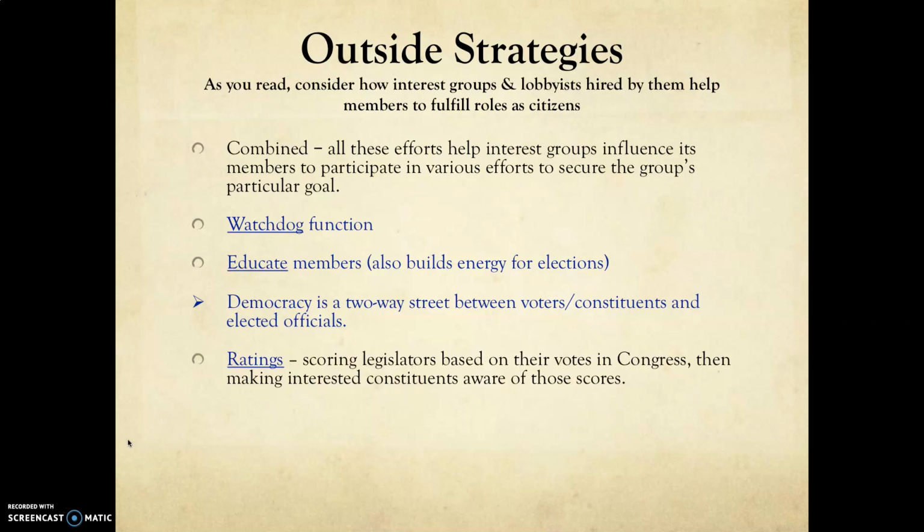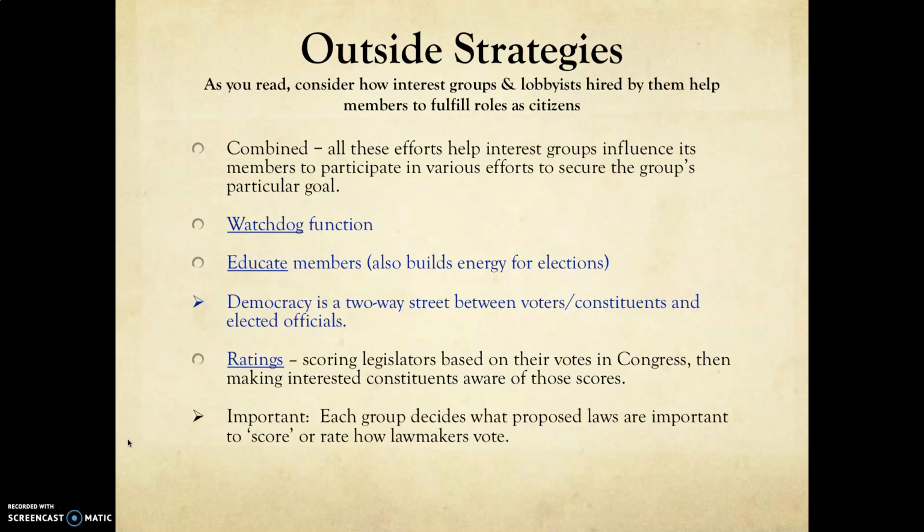One activity that many interest groups undertake annually is they rate the legislators. They score the legislators based upon the votes that are actually taken on bills that are important to the particular interest group. And these scorecards or report cards are created by the interest group themselves. And so only the bills or the votes that are taken that are most important to that particular interest group are paid attention to and part of their own scorecard or their own report card.